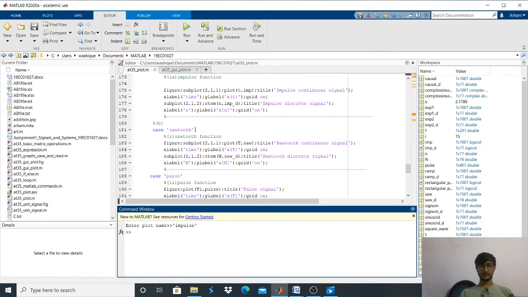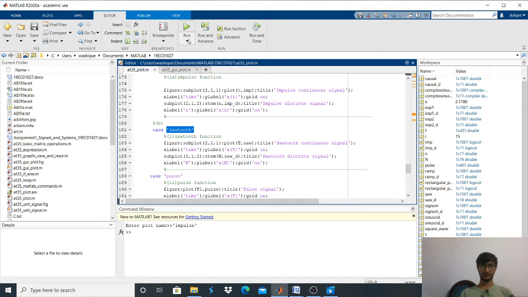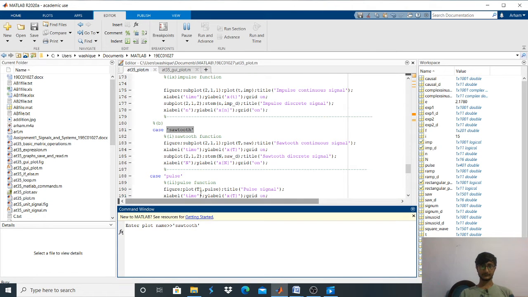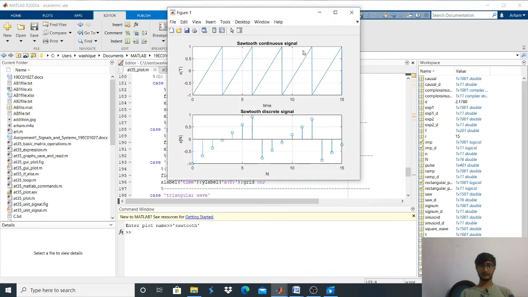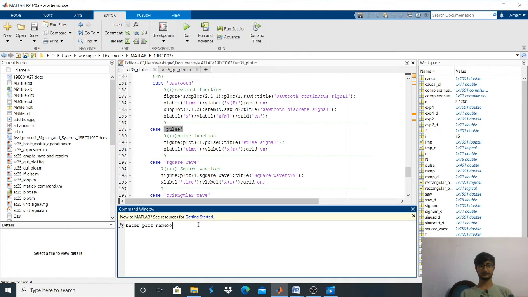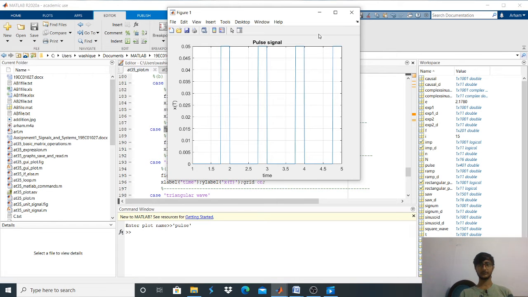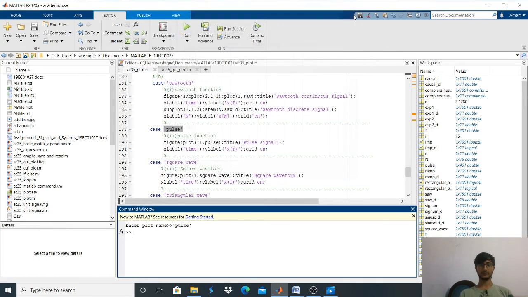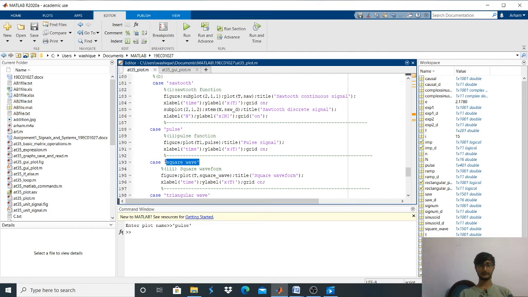Then we are having sawtooth. Let's run it. So we are getting the sawtooth continuous signal. After that we are having pulse. Pulse signal is generating. See, this is the pulse signal, bandwidth 0.25 and period 1. Then we are having square wave.